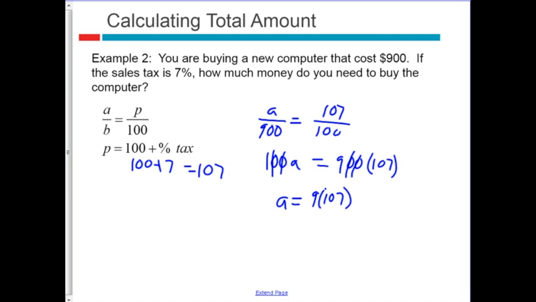Well, 9 times 100 would be 900. I've got another 7. 9 times 7 would be 63. So I get 900 plus the 63, which is 963. If you needed to set that up longhand to multiply it, that's fine. But the quick way to do it is I know 9 sevens is 63, plus I have hundreds, I get 963. So that's the total cost.